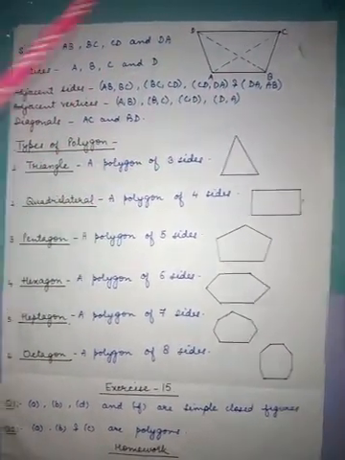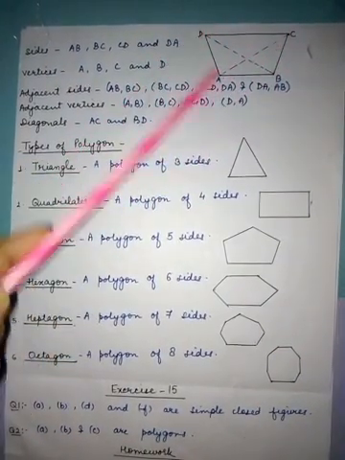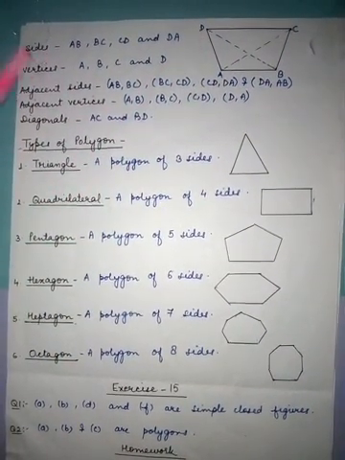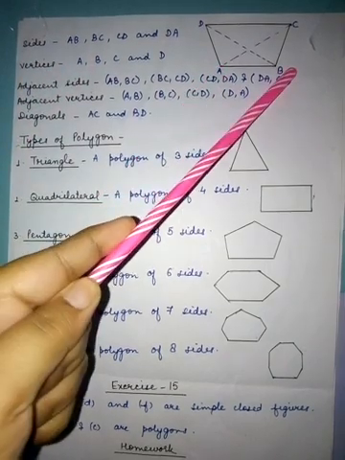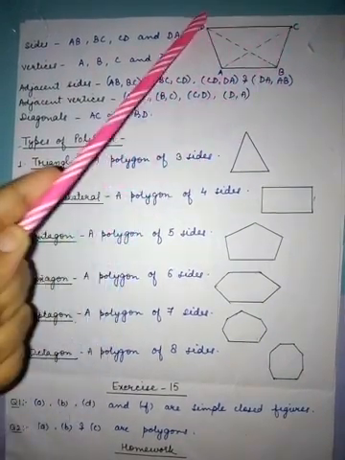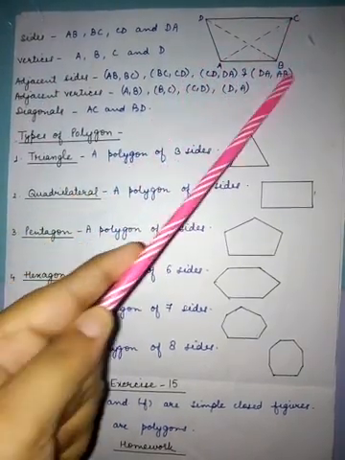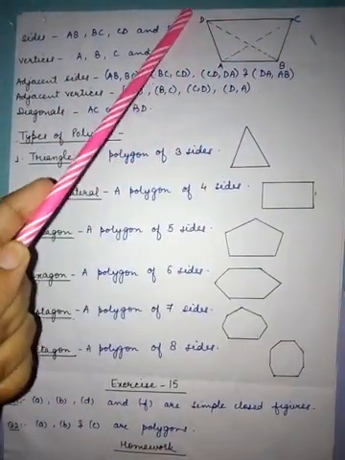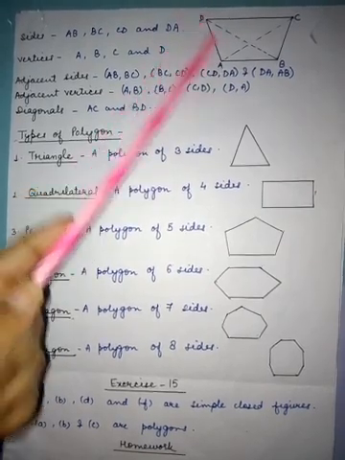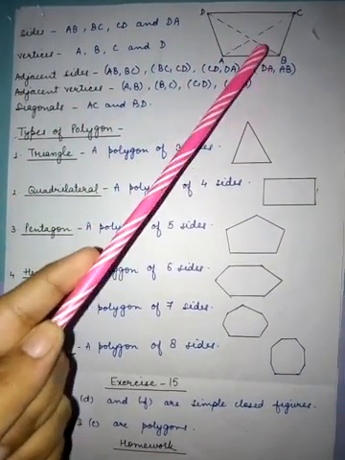Now what are the sides? AB, BC, CD, DA. These are the 4 sides. What are vertices? These corners. A, B, C, D are the 4 vertices. Adjacent sides means neighboring sides. AB, BC; BC, CD; CD, DA; DA, AB. These are the adjacent sides.